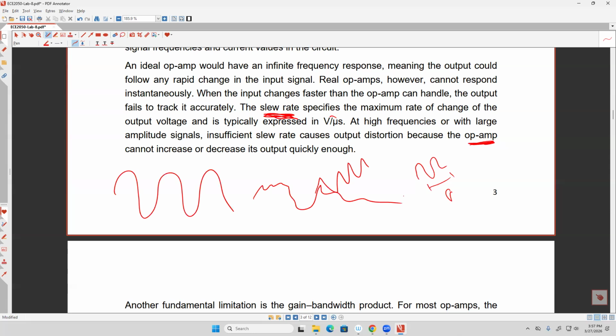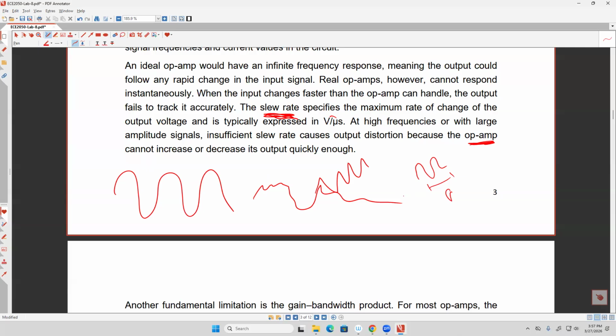So this is one thing I'm going to ask you to do. First, you are going to connect at a good frequency. You will see how the output is very nice, and the relation between input and output is as expected, whether it is an inverting amplifier or a non-inverting amplifier.